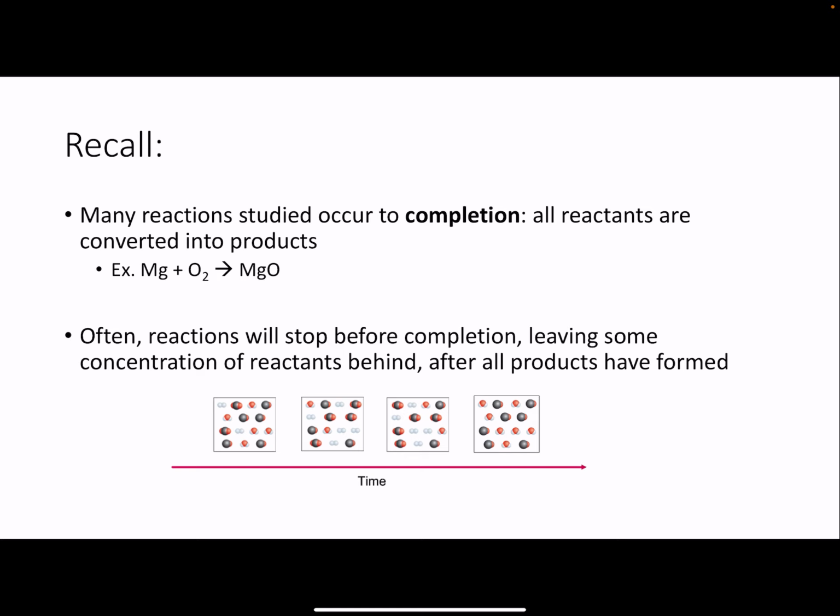So you learn early on that in a reaction, the arrow represents the reactants being turned into products. And we call that completion when we see the one-way arrow. But sometimes reactions stop before that, and some of the reactants are left over once all of the products have formed. And it looks like an incomplete reaction, but in some cases it's not.